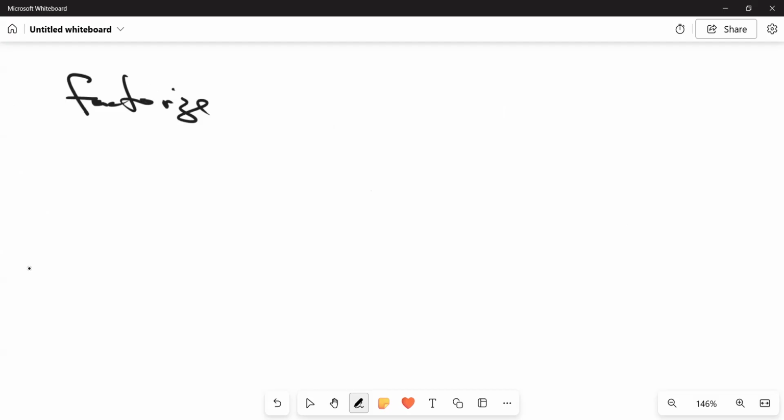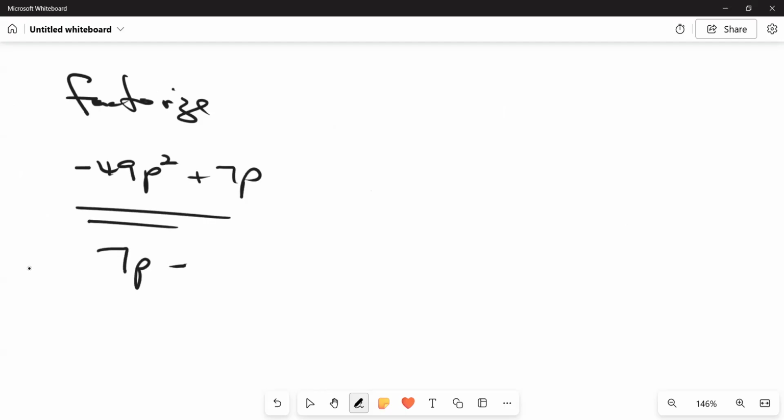They have here, all right, let me use this one. Minus 49p squared plus 7p. Right? There are more than one way you can do this. I don't like writing anything like this. I like to write this like this: 7p minus 49p squared.